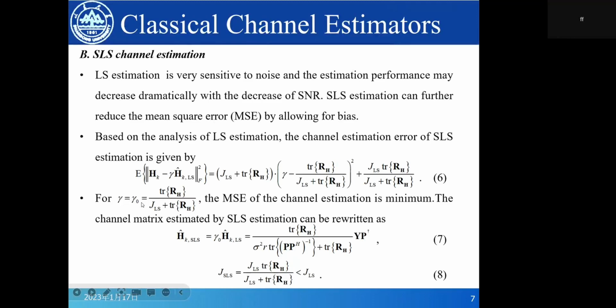When gamma equal gamma 0, the MSE of the channel estimation is minimal. The channel matrix estimated by SLS estimation can be written as equation 7. So we can get the H_k_SLS. And we can also get the channel estimation error J_SLS as equation 8. So we can see the J_LS is greater than J_SLS. So the SLS channel estimation is better than LS.